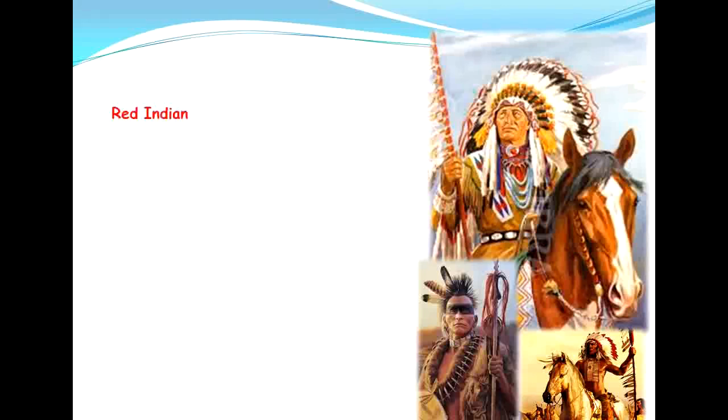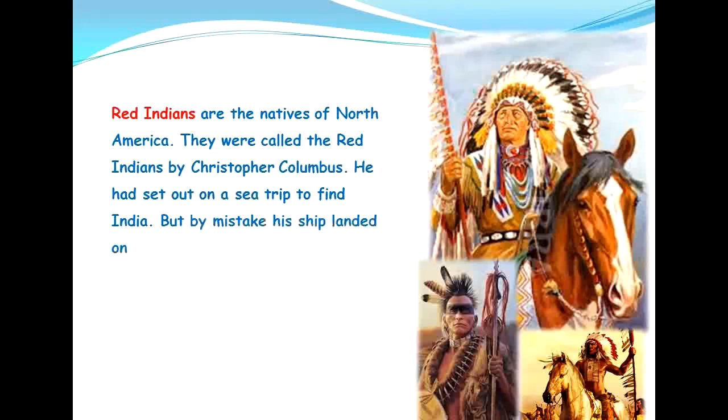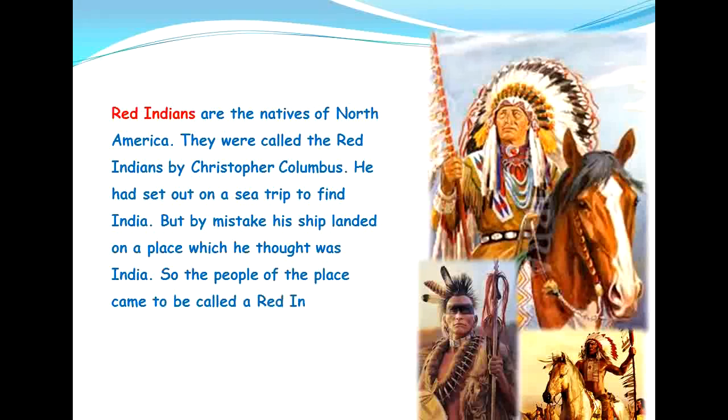As you can see on the screen, Red Indians are the natives of North America. These tribes were called Red Indians by Christopher Columbus. Now, there is an interesting theory as to how these tribes came to be called Red Indians. Christopher Columbus had set out on a sea trip to find India. But by mistake, his ship landed on a place which he thought was India. So he called the people of the land Indians. Though it was a mistake made by Christopher Columbus, the name Red Indians got attached to the tribe. So children, Red Indians are the native tribes of North America.